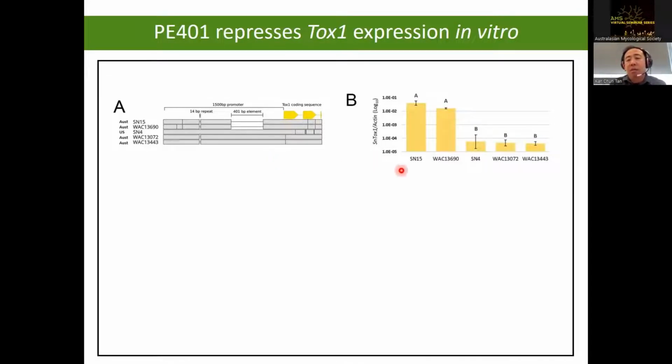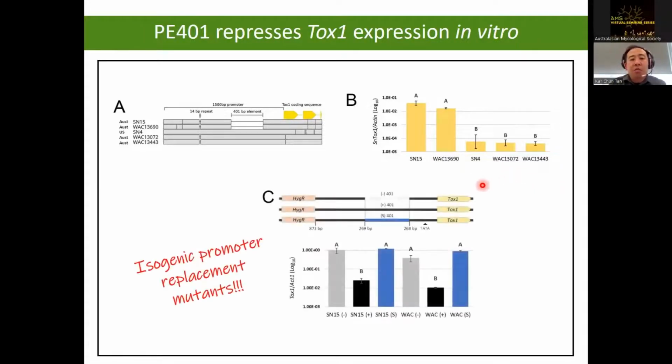So immediately when we have a look at the gene expression, we noted that the strains that lacked P41 produce much more TOX1 than the 3 strains that possess P41. So one could argue that the differences in TOX1 production in these 5 strains could be due to genetic variation in other parts of the genome. So we tried to address that by creating isogenic promoter replacement mutants.